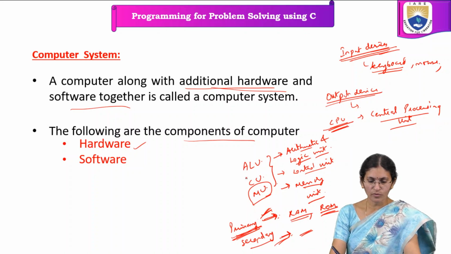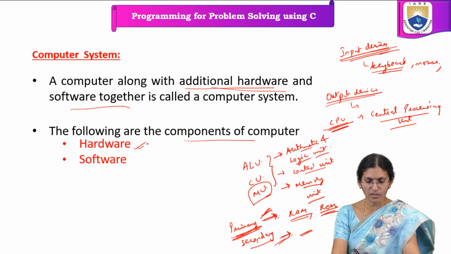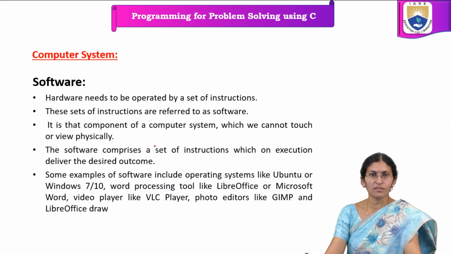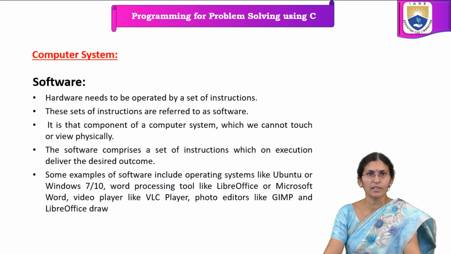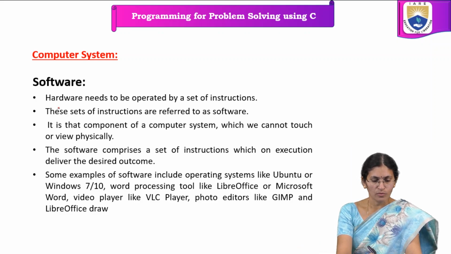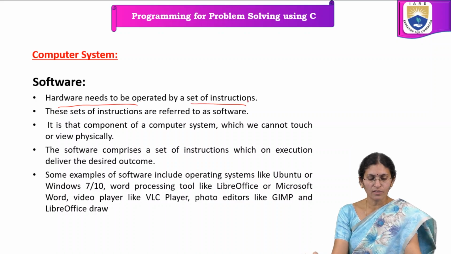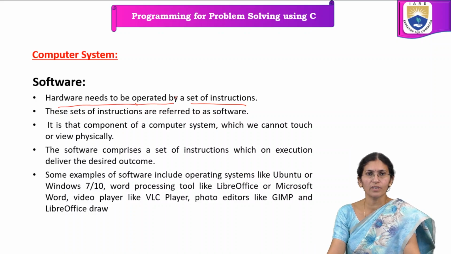These are the different hardware components which a computer consists of. Apart from this, we have the software part also. In this video lecture, we will discuss what is software, what are the different types of software, and why we require this software concept. Hardware needs to be operated by a set of instructions. Hardware is nothing but a physical device, anything which we can touch or feel. In order to be operative, we have to give those devices a certain set of instructions.